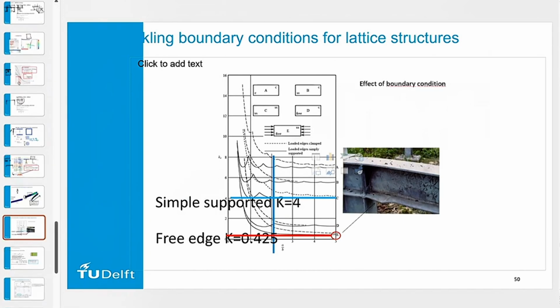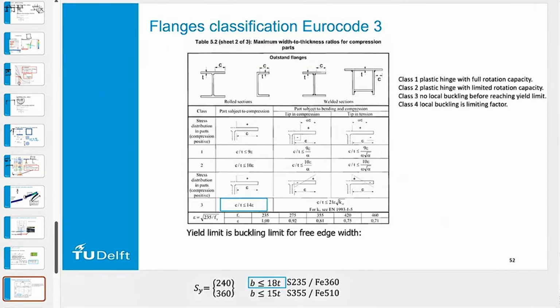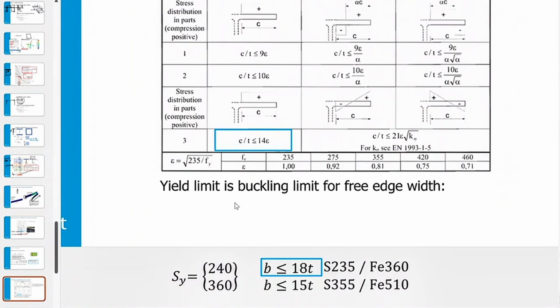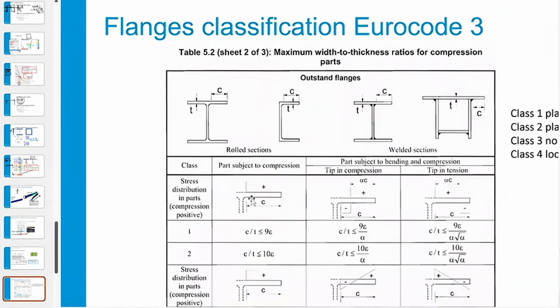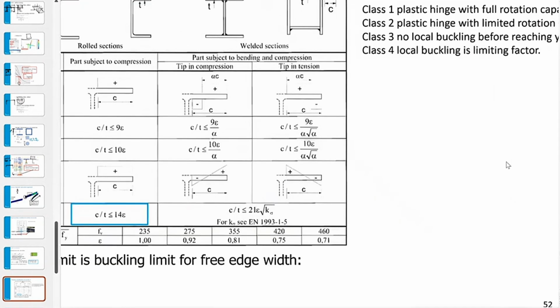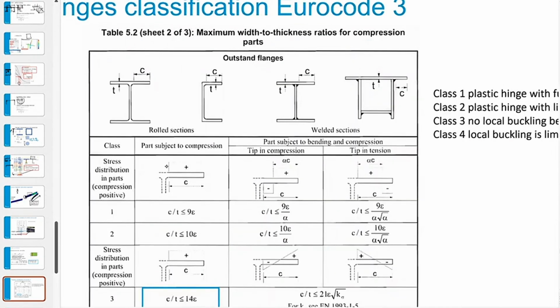So how does that work? This is the lattice structure. This is for free edges again, and if we compare that value to the limit you have in Eurocode, basically you have the same idea. You have a classification for the full section into different classes, where class 1 is a plastic hinge with full rotation capacity. So basically the whole section can become plastic and then it still is stable.